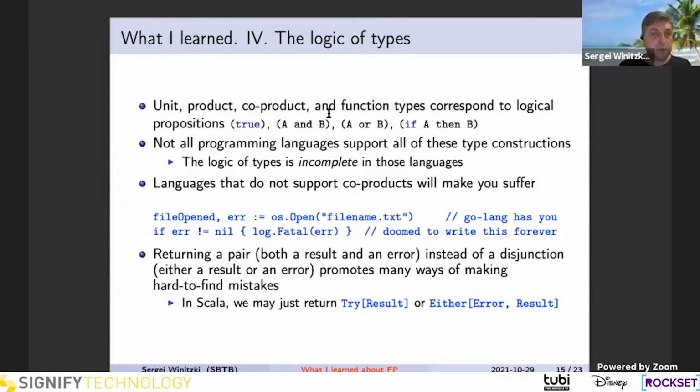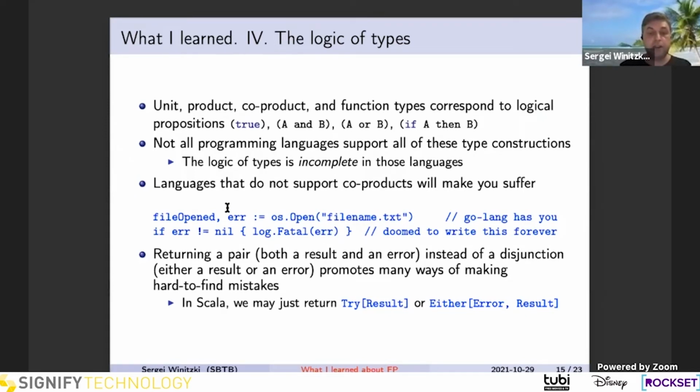Languages that don't support coproducts, like the Go language, where they decided not to support coproducts, will make you suffer. They will write code that will be a lot of boilerplate, error prone, and you will not be able to rewrite it or refactor it in any way. Whereas in Scala, you would return Try or Either in order to return error or result.